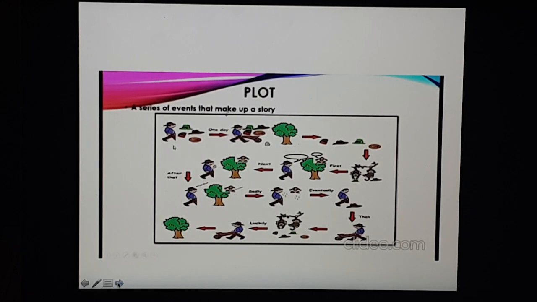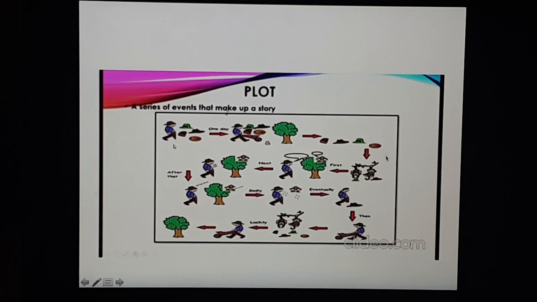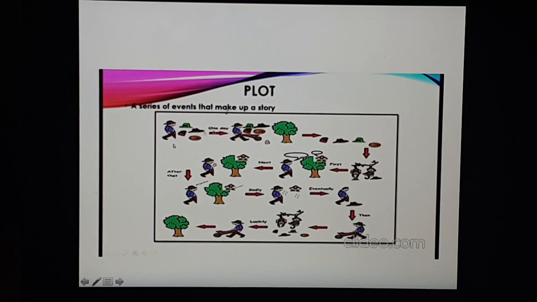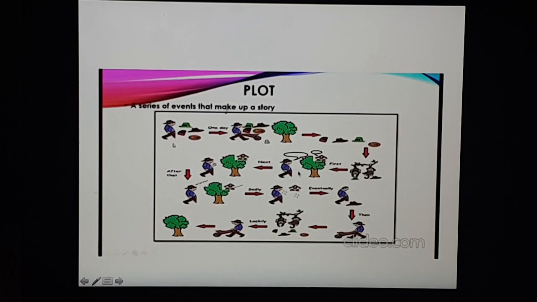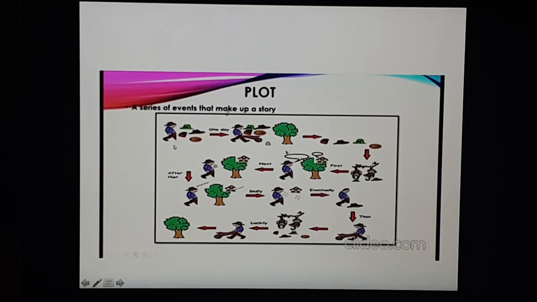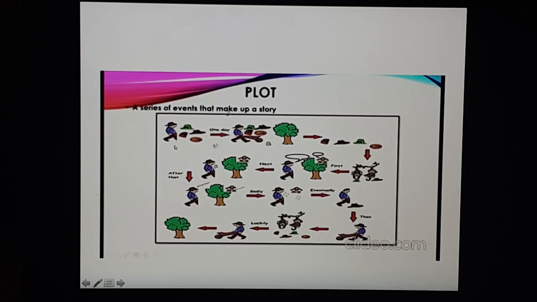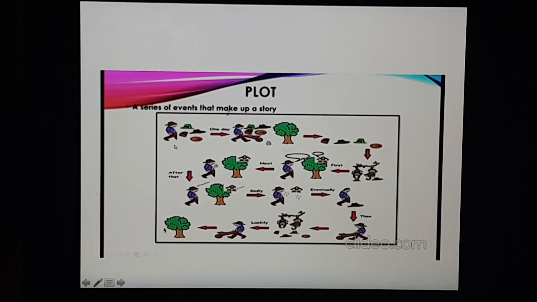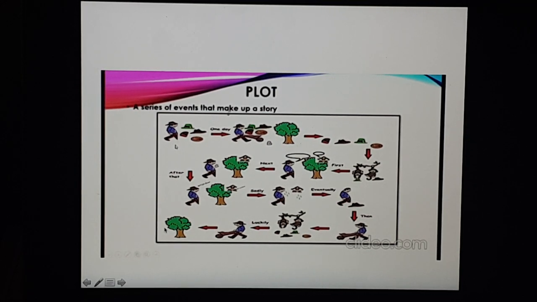Now the plot, the main events, the series of events that make up a story. You can see in the picture, there's a person walking, what happens next to him, and then it's like a timeline. First, this is the first sequence, then comes the second, then the third. So it should move in a proper sequence. It should not go haywire. It should move in proper order till the ending, so that we can imagine or expect certain things ourselves.